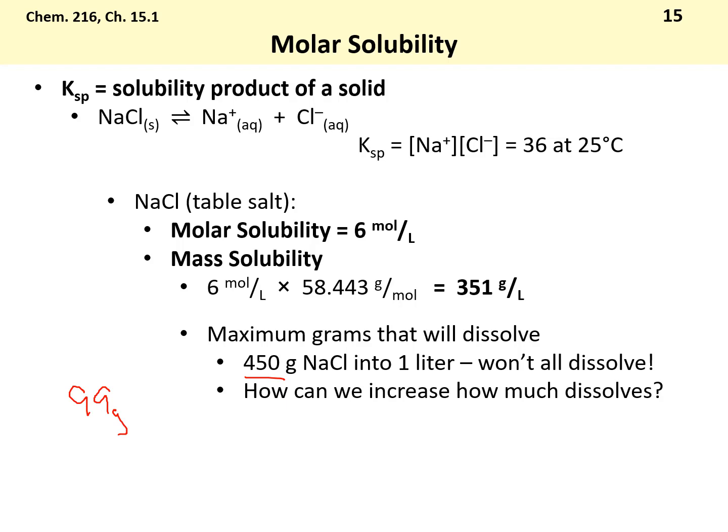We see this all the time. If you put salt into water, it'll dissolve, but then eventually you see a mound at the bottom. That's because there's only a certain amount that can dissolve. All right, let's say I wanted to increase how much dissolves. What could I do? I could increase the temperature, right? If I increase the temperature, this 36 at 25 degrees C might be 45 at 30 degrees C, which just means more of the sodium and the chloride are going to dissolve.